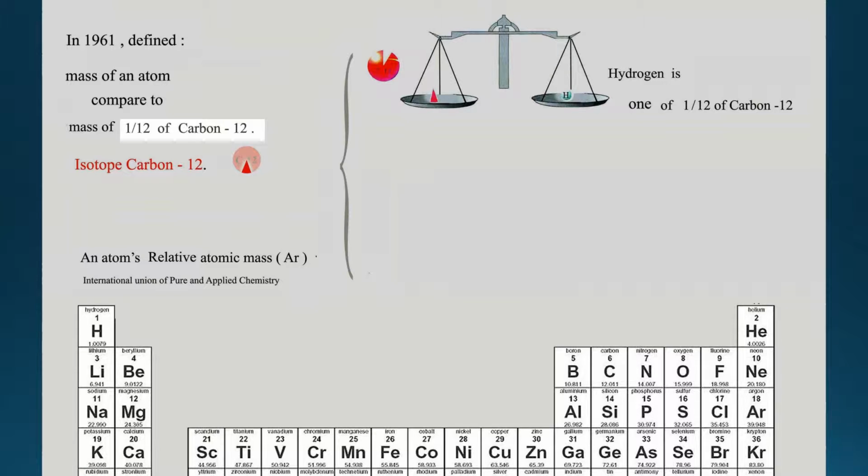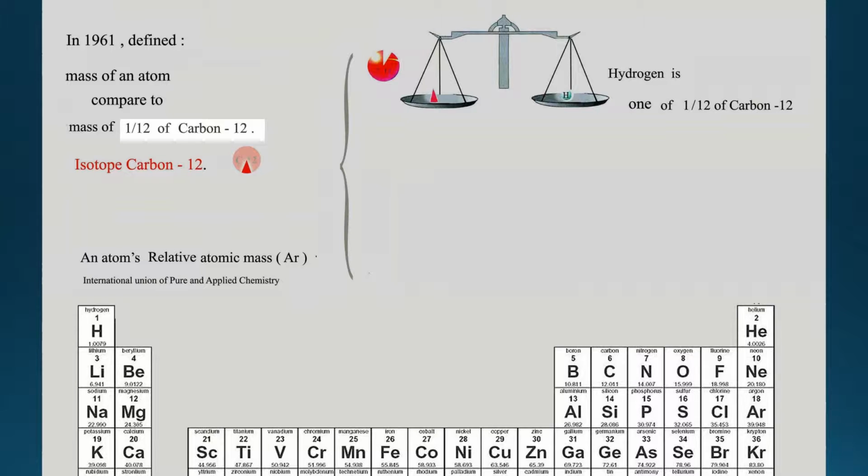And this method was further modified in 1961. The reason is that hydrogen is a gas, and it is too hard to measure a solid against a gas. So they selected another unit, which is 1/12 of a carbon-12. So the mass of an atom is compared to the mass of 1/12 of a carbon-12. And what is meant by 1/12 of a carbon-12?